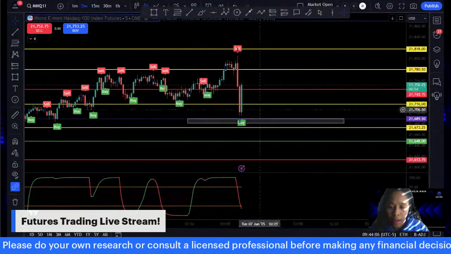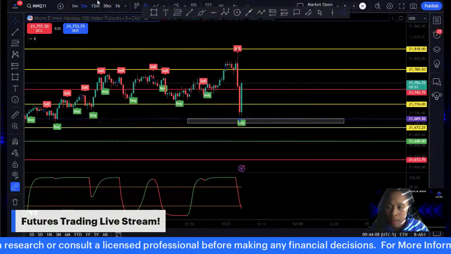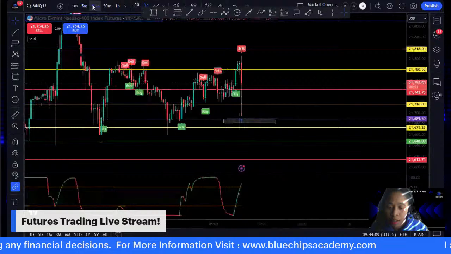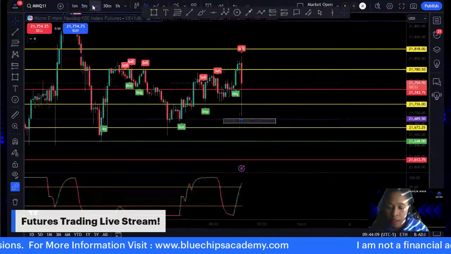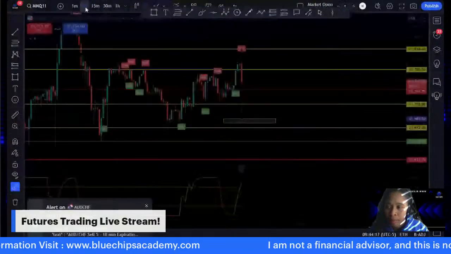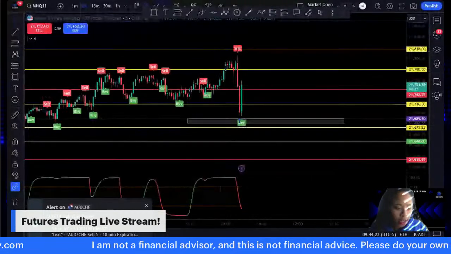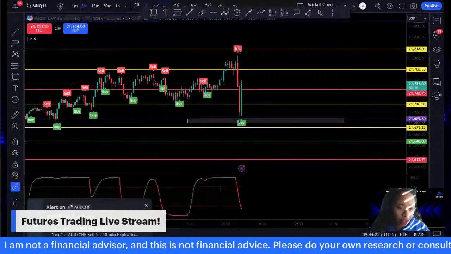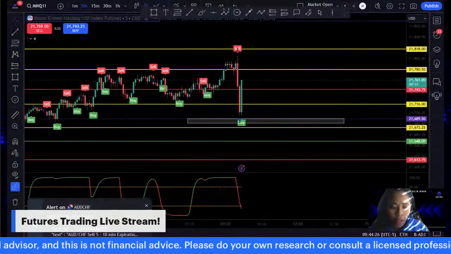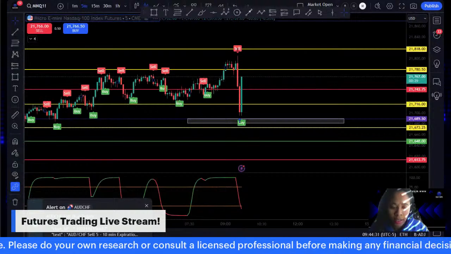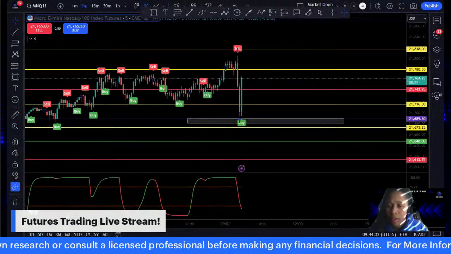Okay, so we're getting a buy signal here, but I am not touching that. What I would want to see if I was to re-enter, still overbought here on the 15. So let's just see what happens. But you guys should have definitely hit TP1 if you got into that sale.